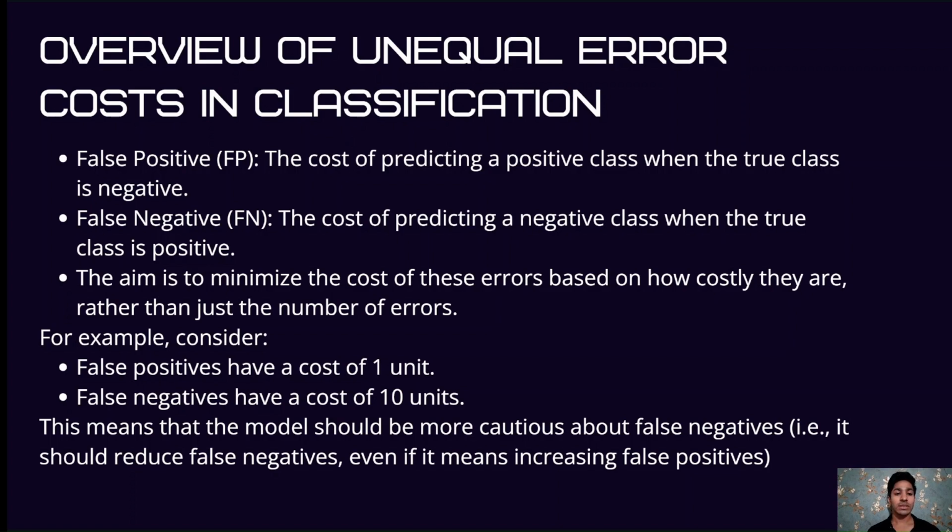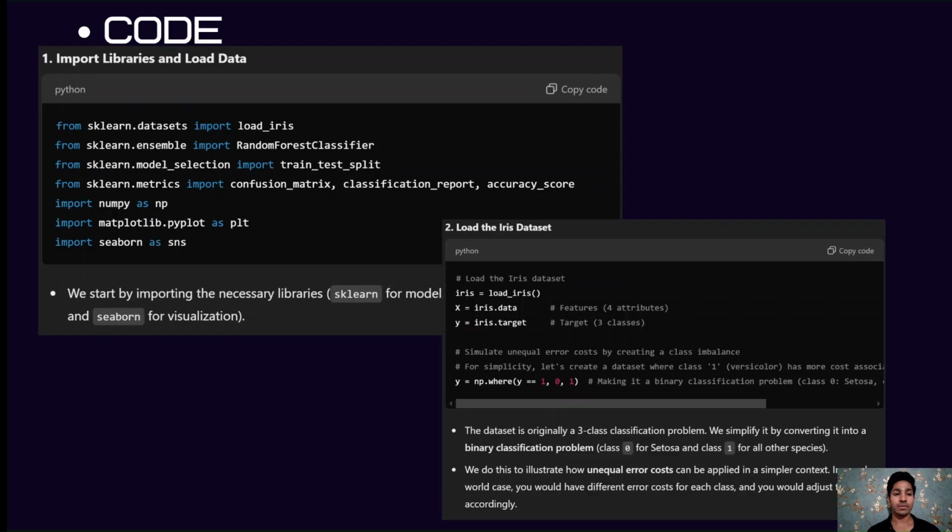First we have false positives, which means the cost of predicting a positive class when the true class is negative. Second is false negatives, which means the cost of predicting a negative class when the true class is positive. The aim is to minimize the cost of these errors based on how costly they are rather than just the number of errors. For example, false positives have a cost of 1 unit, false negatives have a cost of 10 units. This means that the model should be more cautious about false negatives. It should reduce the false negatives even if it means increasing the false positives.